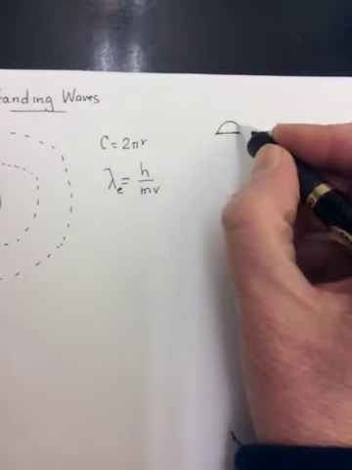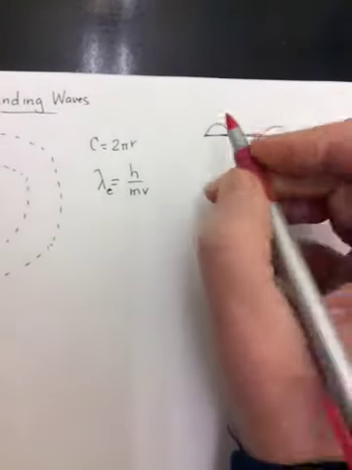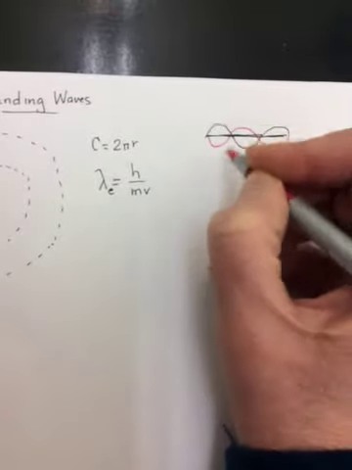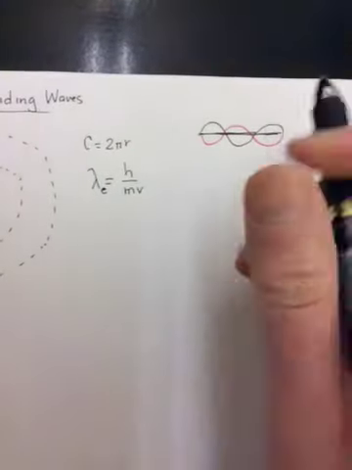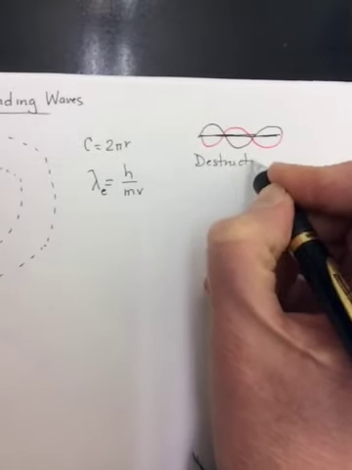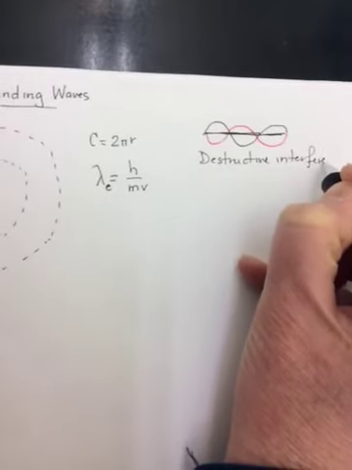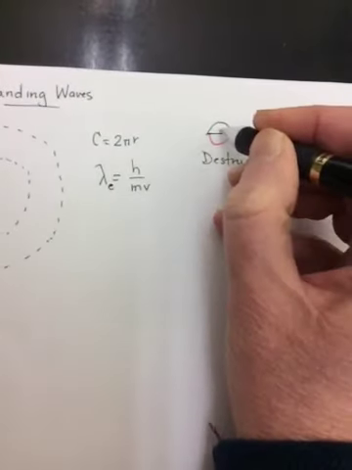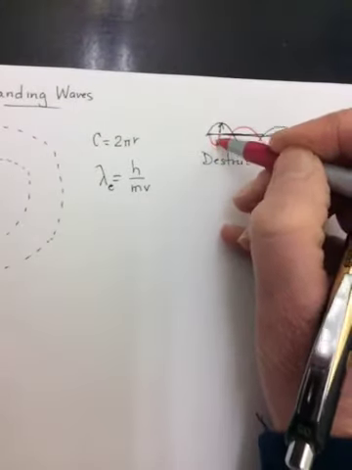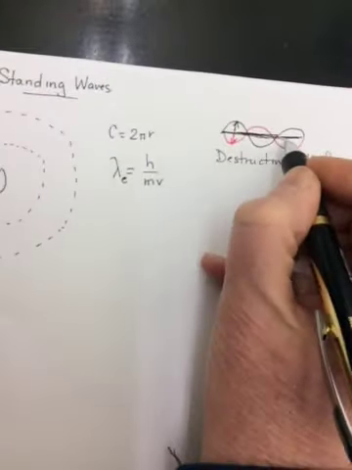So if one wave was looking like this as it was going through, and the other wave was the exact opposite, they would kind of cancel each other out. And this is called destructive interference. Because one wave is trying to pull the water up like this, the other wave is trying to pull the water down like this. It's at a standstill. The resultant would just be a flat line.